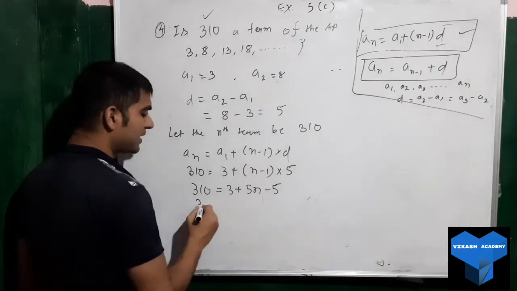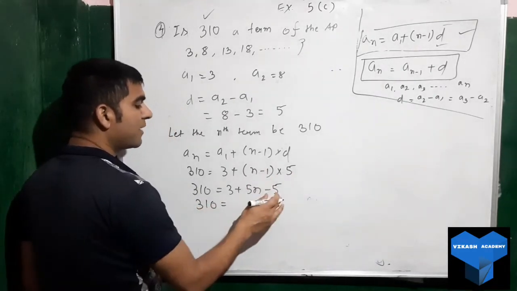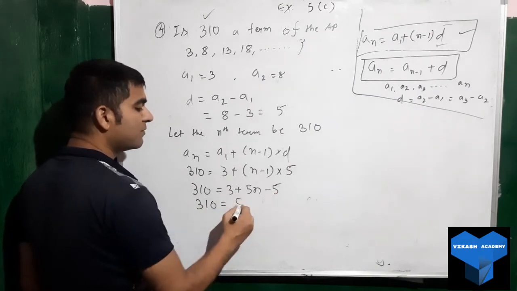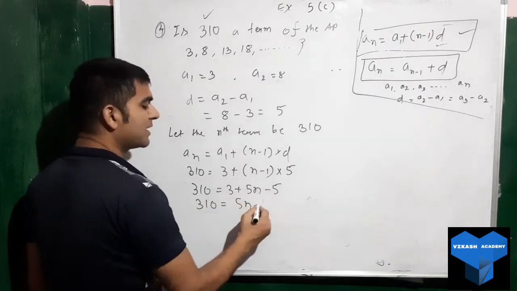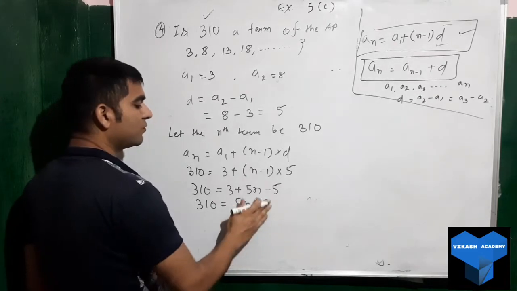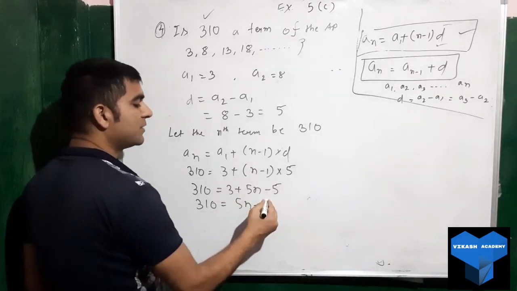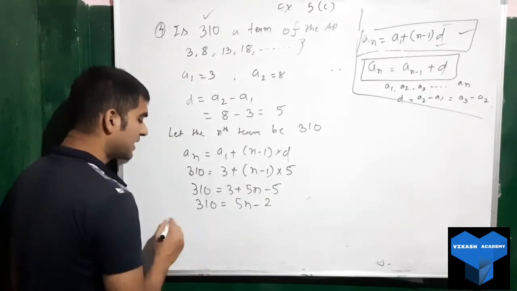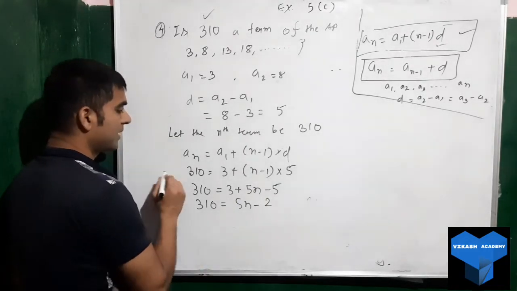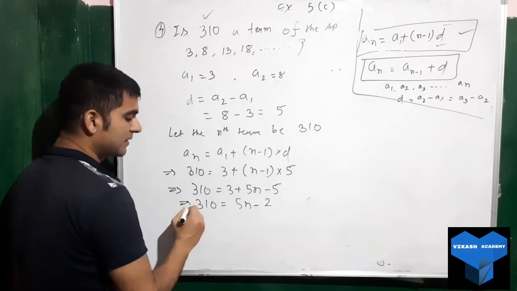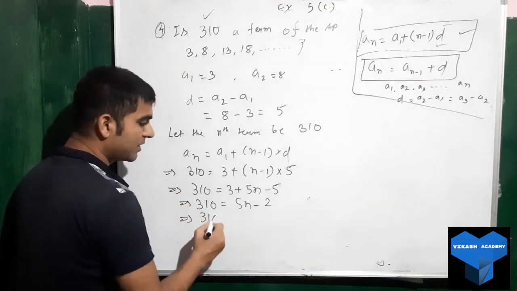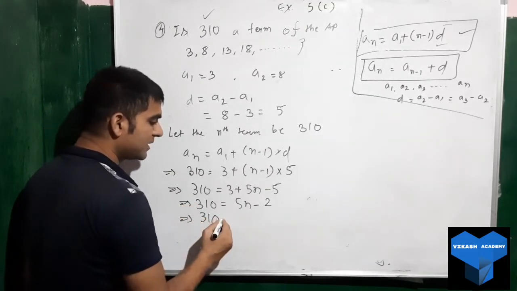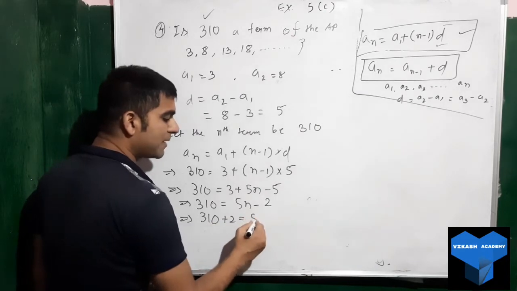Then we will have 310 equals 5n minus 5 plus 3. What do we get? Minus 5 plus 3 is minus 2. Yes, 5 is greater, so we put the minus sign. So it will be 310 equals 5n minus 2. I will take minus 2 this side, so it will be 312 equals 5n.